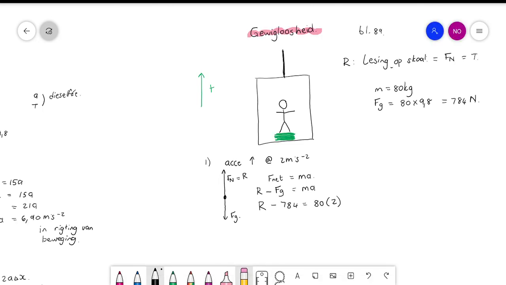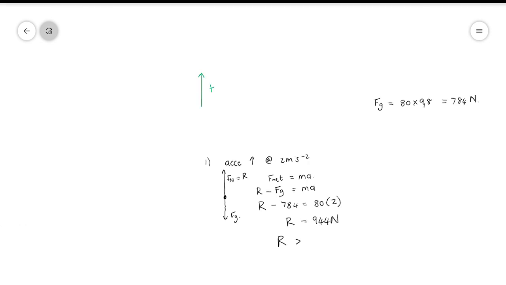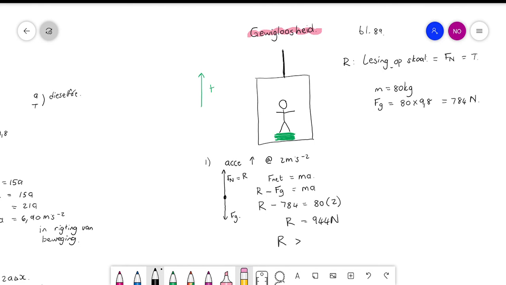944 Newton, let me quickly write it down. The reading on the scale will be greater than his actual weight, because he is accelerating upwards. Accelerating upwards, so in other words, it will be bigger than that.